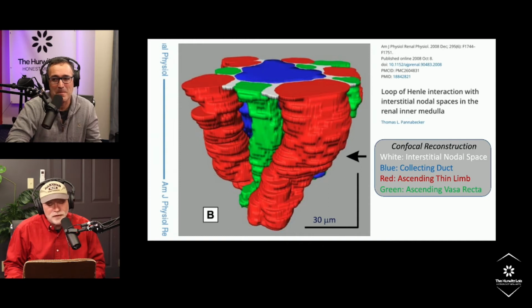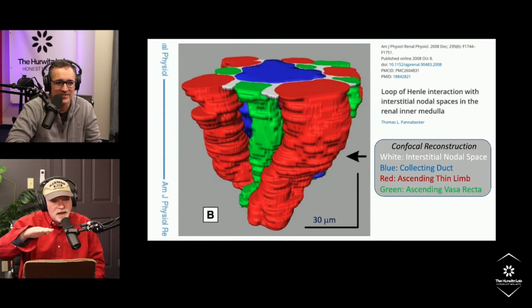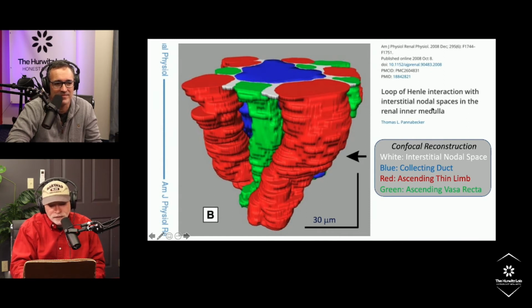Now, this is one of our bottom line pictures. We're going to come back to this picture a couple of times, but this is a beautiful picture from Thomas Pannabecker in 2008 that appeared in the AJP. And this is a confocal reconstruction. A confocal is a microscope that uses lasers to be able to stay in a very narrow focal plane, and you can make slices through things. And once you've made the slices, you can put them back together and reconstruct. So out of many confocal slices through stained inner medulla, there's the loop of Henle interacting in what he calls the interstitial nodal spaces.